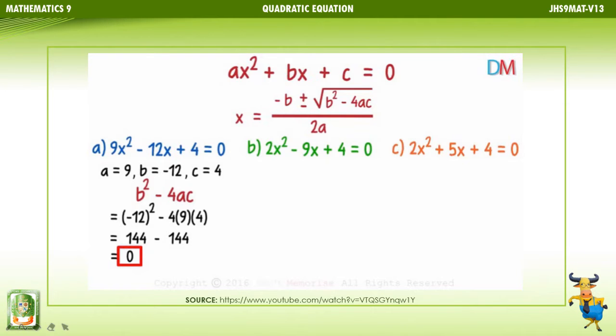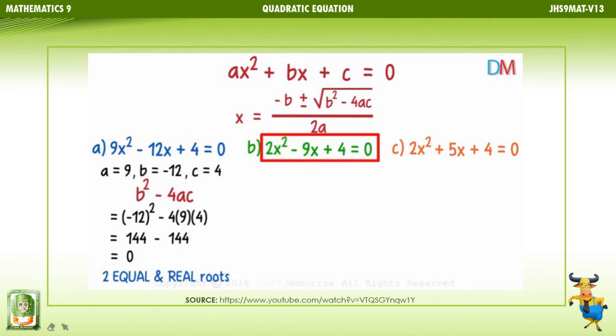What does this tell us? It tells us that this quadratic equation has two equal and real roots. Try solving for the roots and verify your answer. Now I want you to try finding the nature of the roots of the second question.